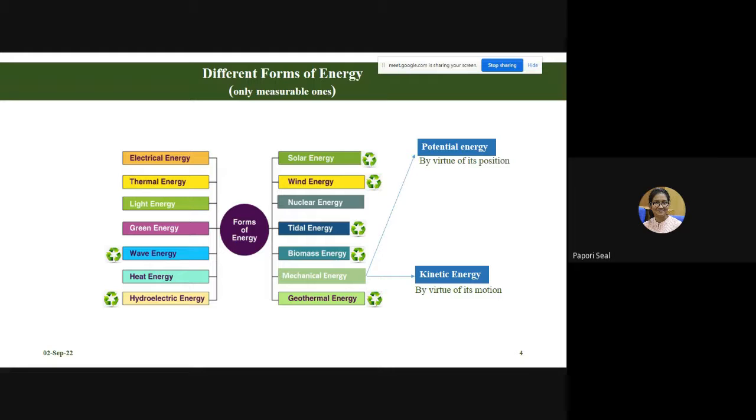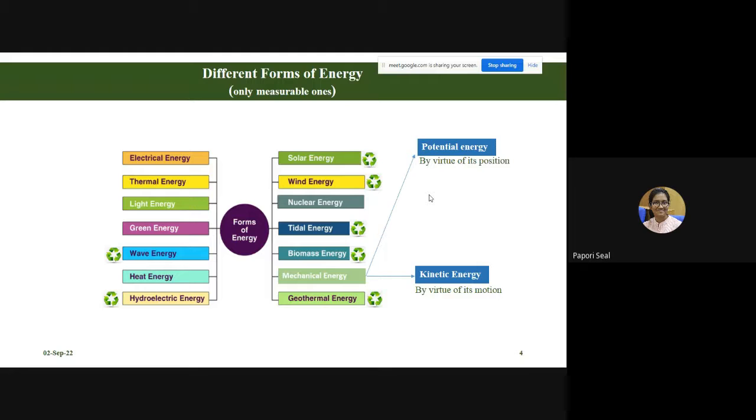I have mentioned just a few of them here, and here, where you can see this green recycle symbol, those are renewable sources of energy: geothermal, tidal, biomass, solar energy, wind energy. So all this. And I think all of you remember in class when we studied that mechanical energy can be divided into potential and kinetic. Potential energy is due to the position of the object, and kinetic energy is due to the motion of the object. Now, potential energy gets converted to kinetic energy when the object moves.